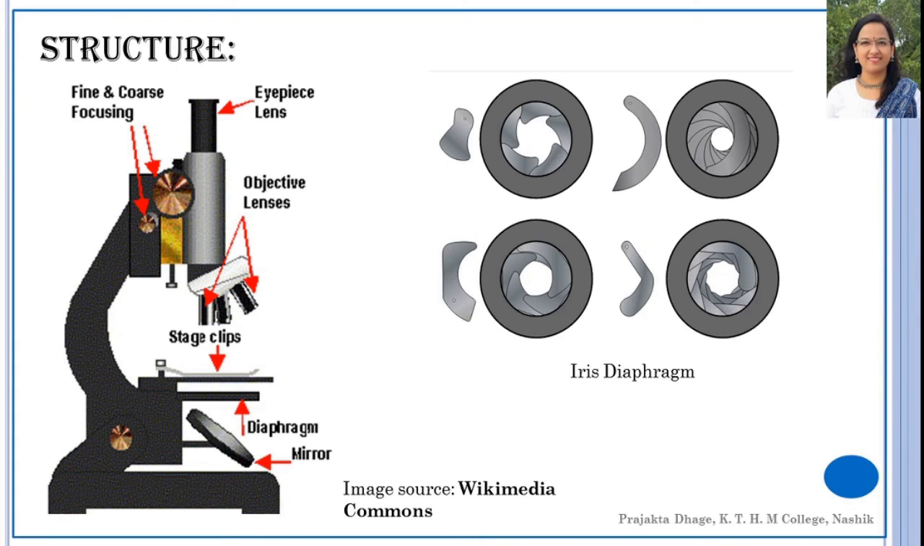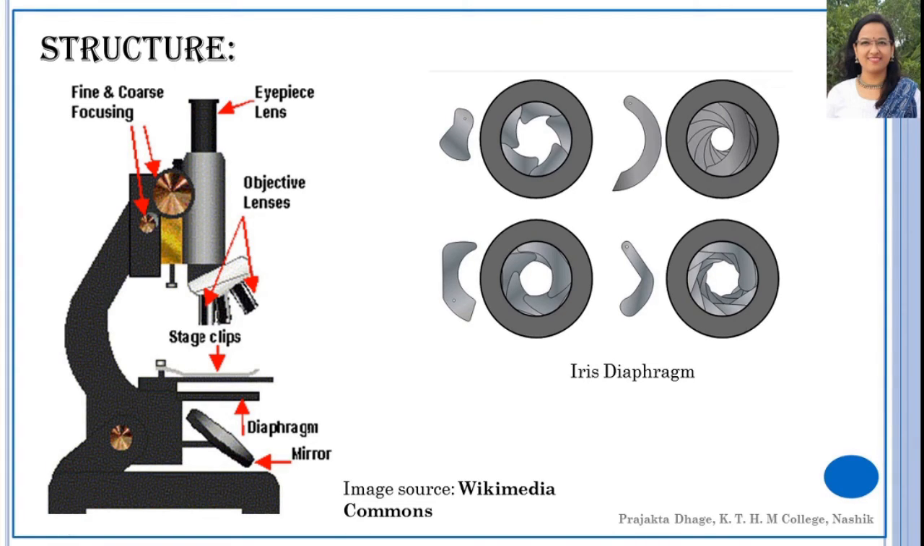The tube with the eyepiece and objective lens can be moved up and down to focus the object sharply with the help of the coarse adjustment knob. So here what you see is a coarse adjustment knob, and there are also fine adjustment knobs. You can see it here. These are the fine adjustment knobs and this one is the coarse adjustment knob.